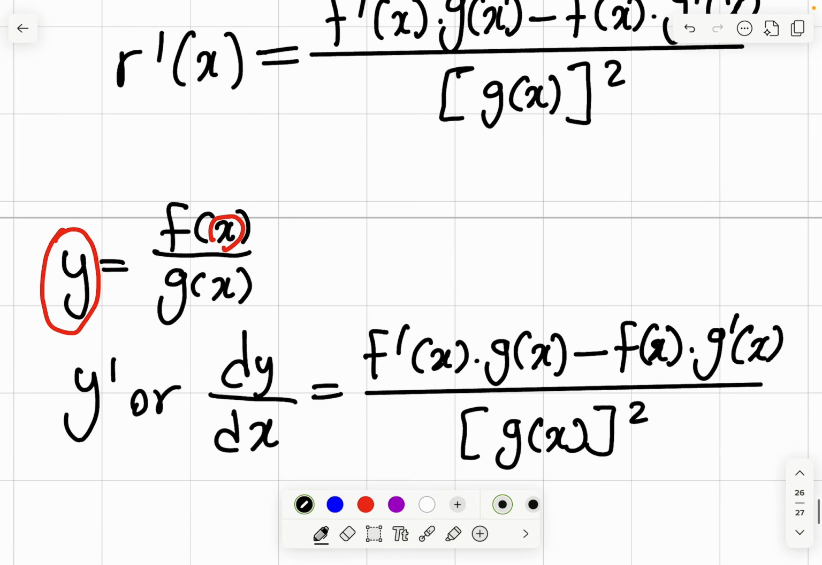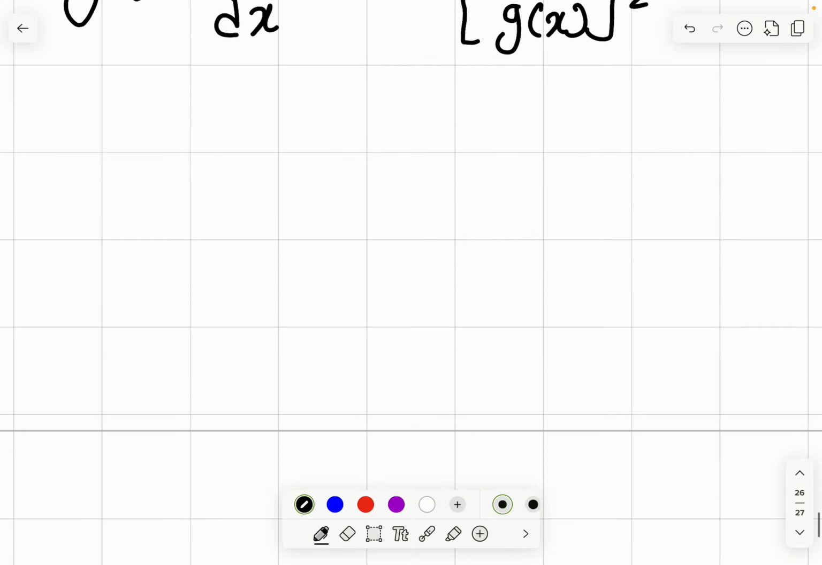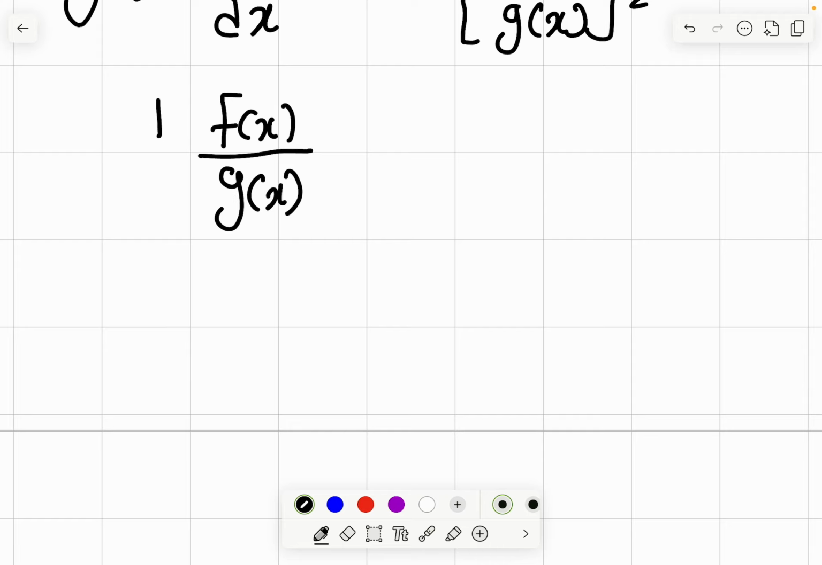But then let's say nothing is the subject of the formula, it's just the function by itself. Let's say you have f of x over g of x, deriving with respect to x. How can you find the derivative of that? You must say you are deriving an unknown thing that has no subject of the formula. So just say d over dx. Write it like this.